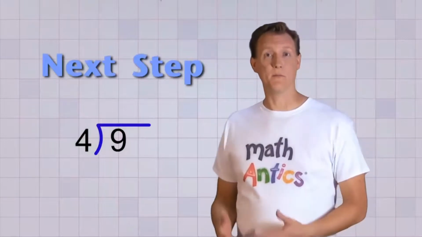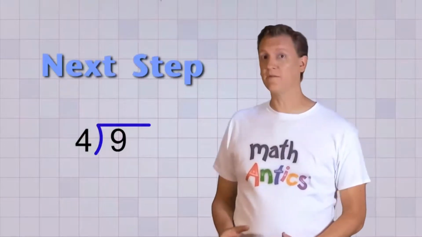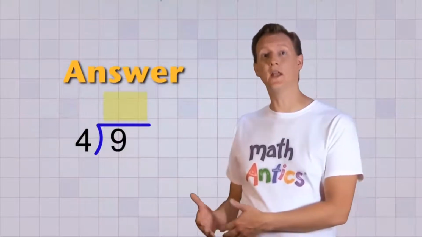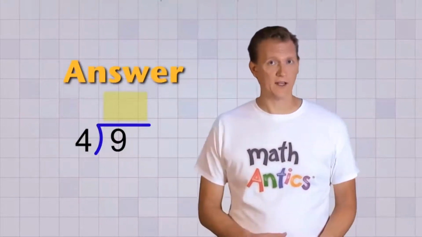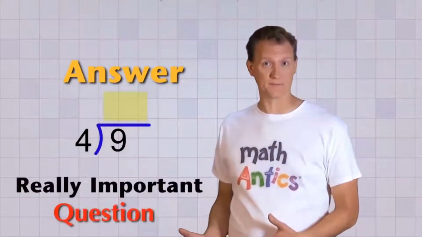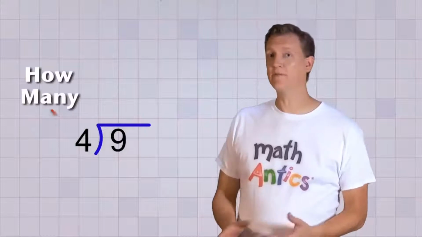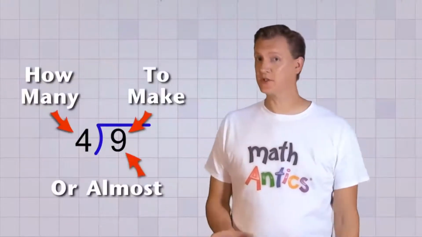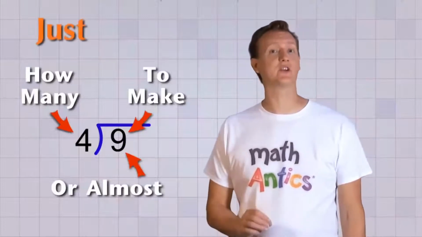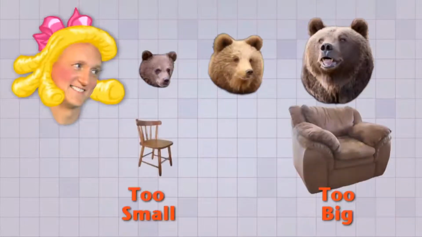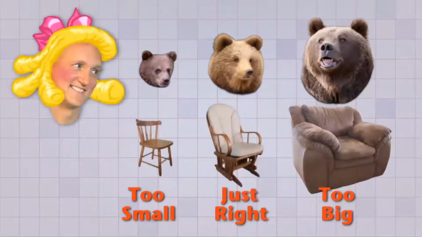The next step is the most important step, because it's where you figure out the answer. And to figure out the answer, which is how many you'll end up with in each group after you divide, you have to ask yourself a really important question involving the other 2 numbers. The question is, how many 4s will it take to make 9, or almost 9? And the key to answering this question is for the number to be just right. Do you remember the story of Goldilocks and the 3 bears? How one chair was too big and one chair was too small, but the other chair was just right.